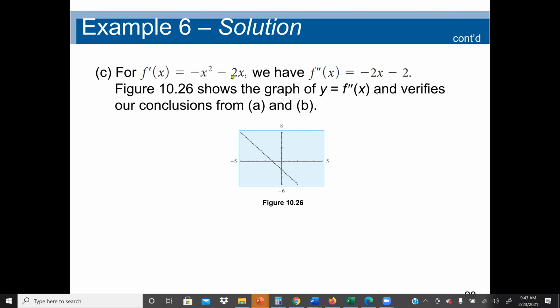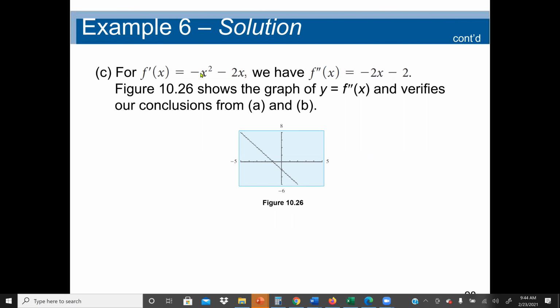This is the function. And the second derivative will give me -2s minus 2. So figure 10 point show the graph of the second derivative. Remember, second derivative, the highest degree of x is what? 1. So it has to be a linear equation. Again, you can use the calculator to graph it, or you can plug in 2 points.